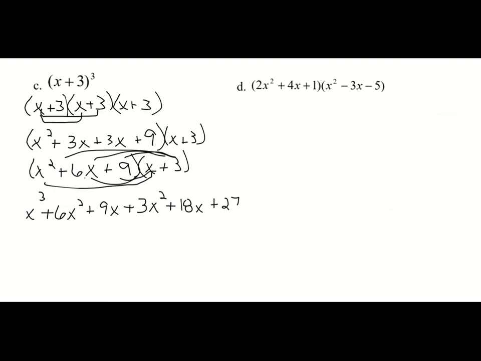Now we are going to combine like terms. So we only have one x cubed, so it'll be x cubed plus, we have 6x squared and 3x squared. So that's going to give me 9x squared. 9x plus 18x is going to give me 27x, and then plus 27. And that would be our final answer there.